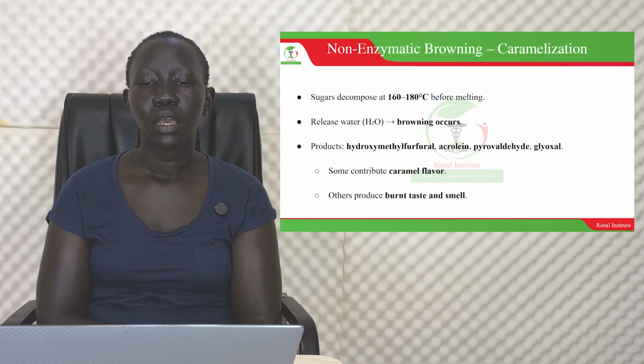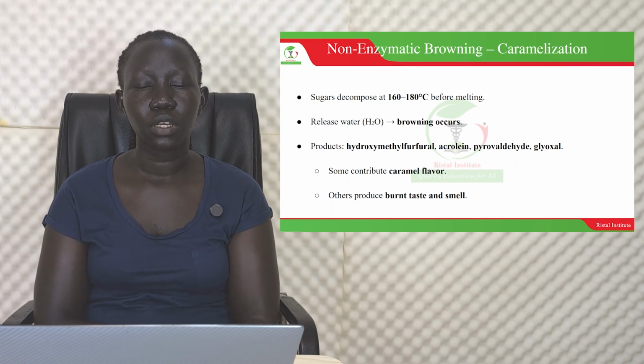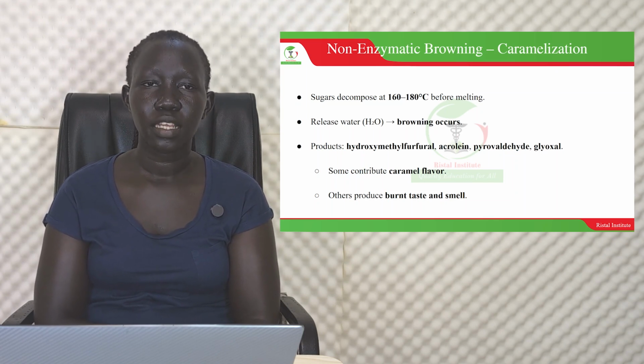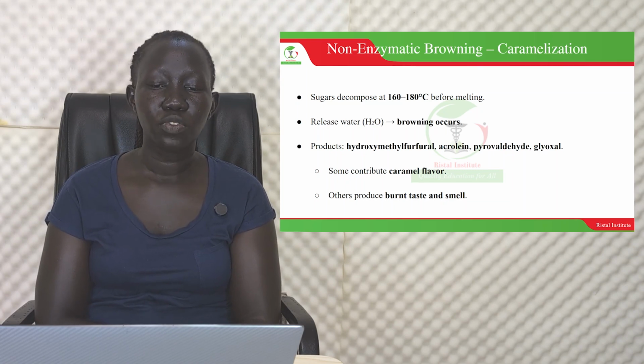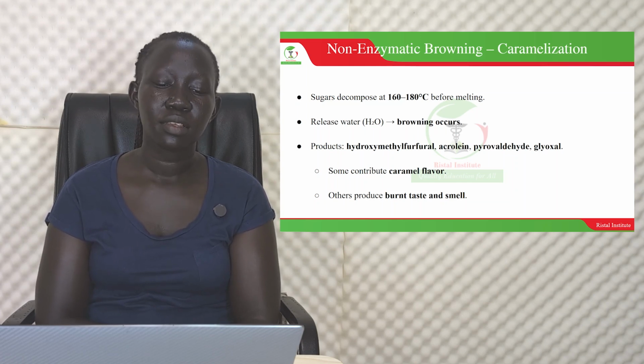Non-enzymatic browning, and this is the process we call caramelization. Sugars can decompose at a temperature of 160 to 180 degrees Celsius before melting, and they release water, leading to browning. The products here include hydroxymethylfurfural, acrolein and pyruvaldehyde, and also glyoxal. Some of these caramels contribute to caramel flavor and produce burnt taste and smell.